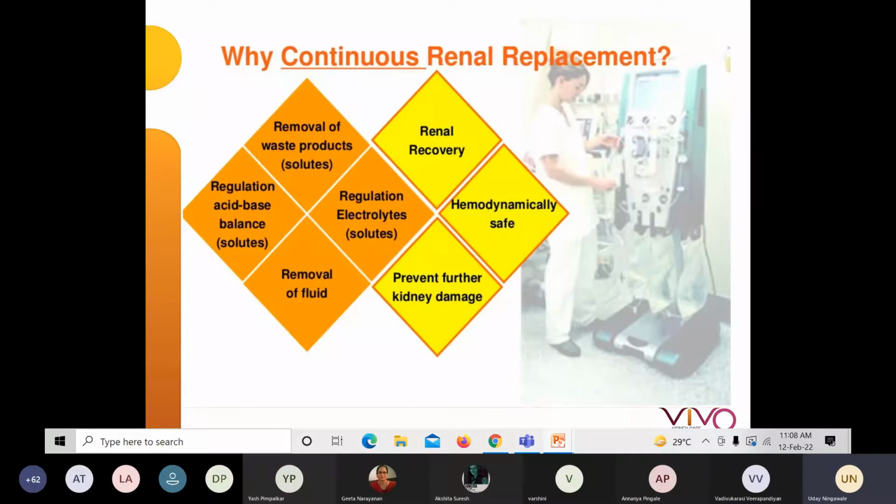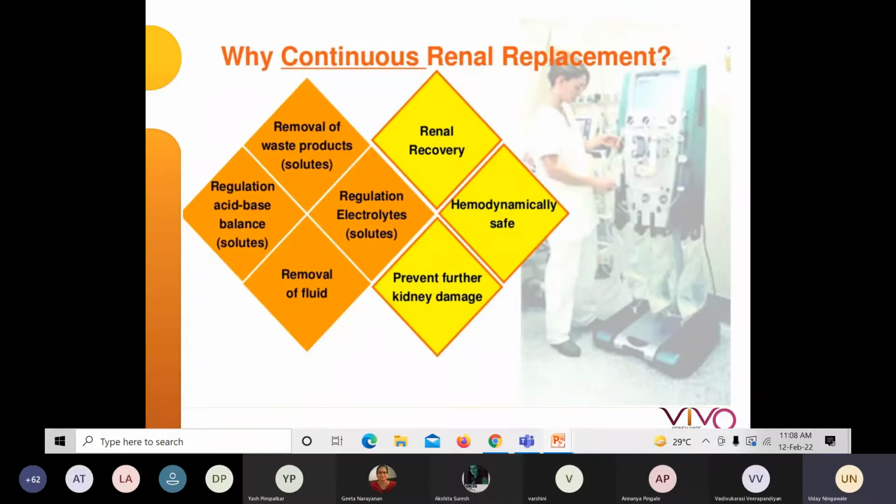When you compare it with hemodialysis, there are limitations to performing hemodialysis. If the blood pressure of the patient with support is above 100, or up to 90, we can continue the hemodialysis procedure. But when the blood pressure falls below that level, below 90, 80, 70, the only treatment available is continuous renal replacement therapy.